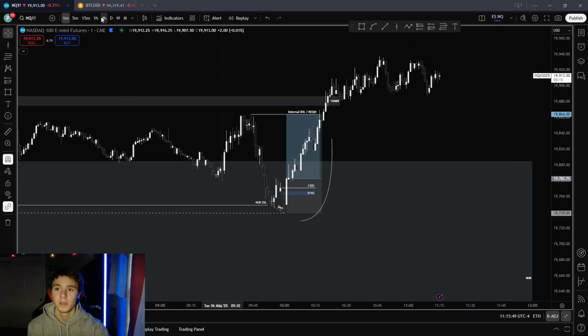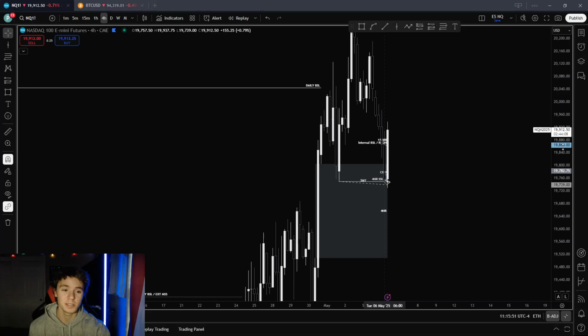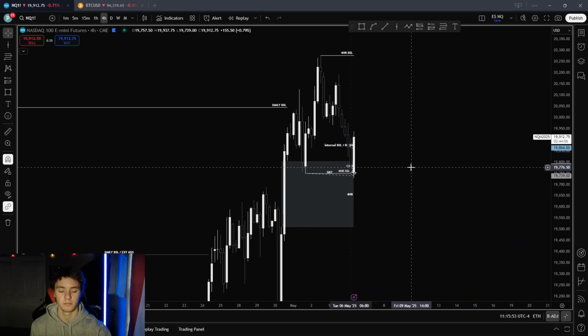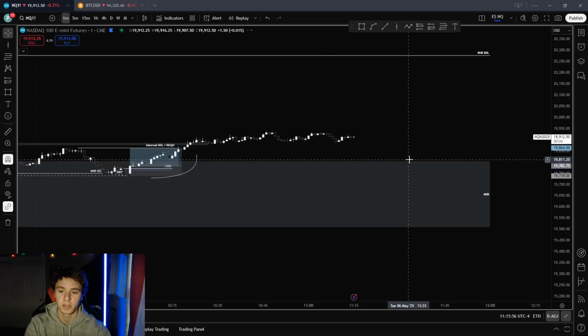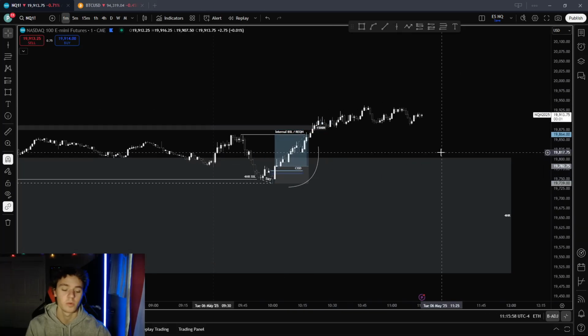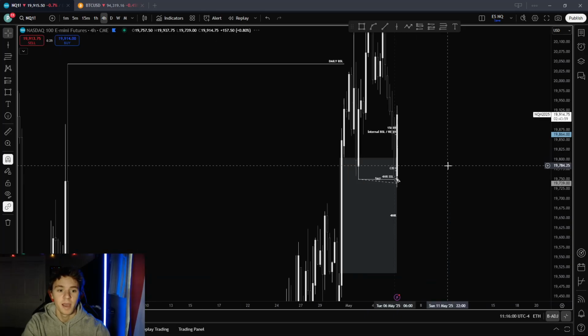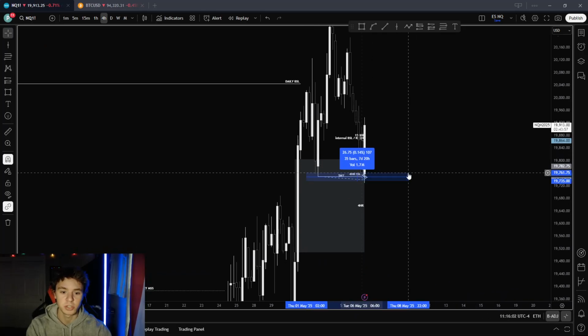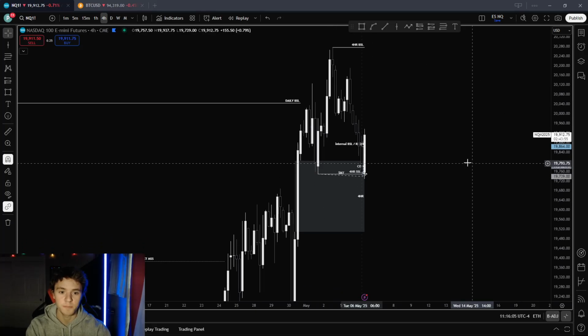So, my higher time frame bias today was bearish. If my higher time frame bias was bearish, you're like, why did you take this long trade? Well, we'll go over that. So, my higher time frame bias was bearish to this internal 4-hour sell side liquidity.